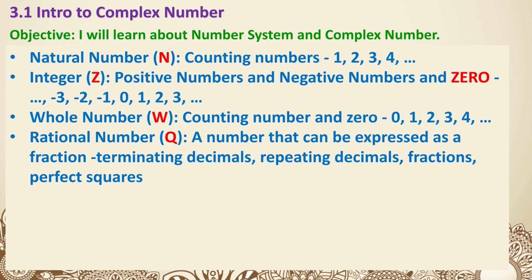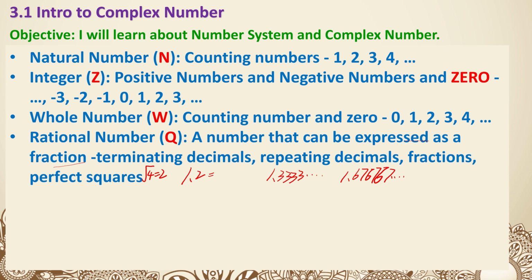And then all of these are included in rational number, which is already a way bigger number system compared to all the previous ones we just talked about. Rational number is a number that can be expressed as a fraction. So terminating decimal, which means a decimal that stops, for example, 1.2. And then repeating decimal, say like 1.3333, continue going, or 1.67676, continue going. A fraction, of course. Perfect square, let's say square root of 4, well, that is just 2, so that is also included. And all of these can be expressed as a fraction.